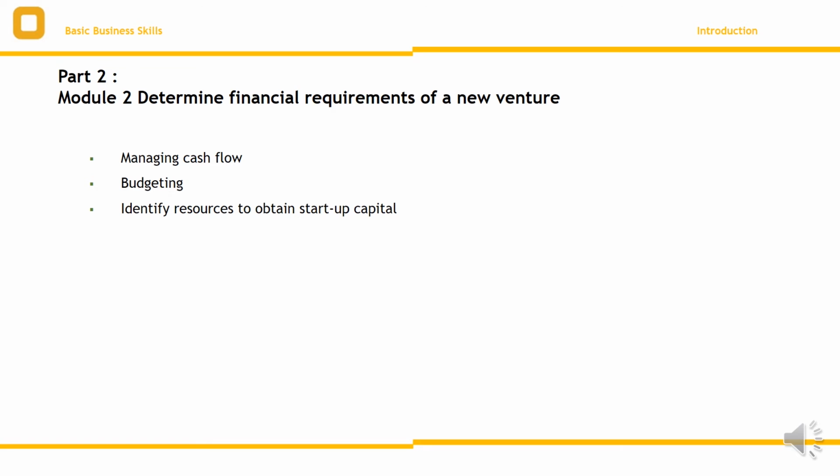To part 2 of module 2. For part 2 of module 2, we're going to discuss topics that relate to managing your cash flow. We're going to look at what is a cash flow statement, and we're going to show an example of a cash flow statement. We will also look at how you go about preparing a budget for your business. And then lastly, we'll look at how do you go about obtaining startup capital for your business.